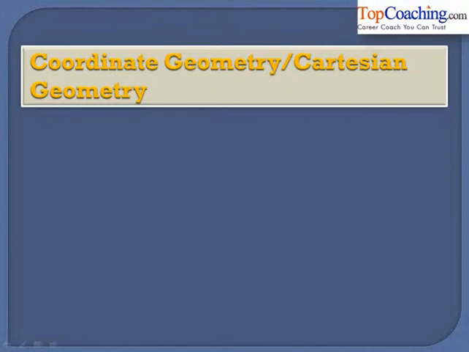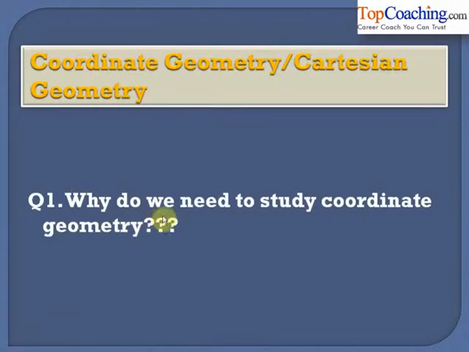Coordinate geometry is also called Cartesian geometry. Before we understand what exactly coordinate geometry or a Cartesian plane is, it's very important for us to answer this question: why do we need to study coordinate geometry? Why on earth was there any need for us to develop this branch of mathematics? So let's try to explore and find an answer to this question.